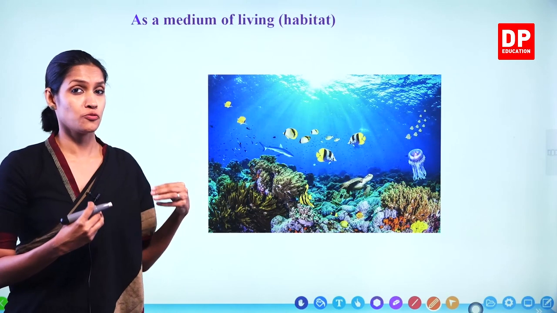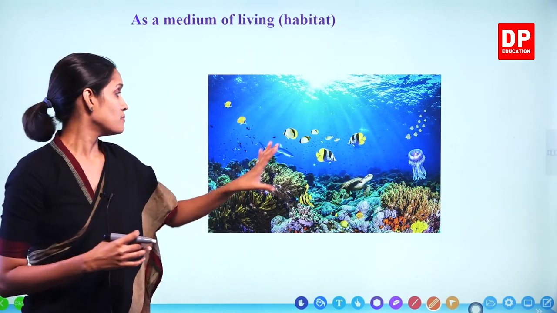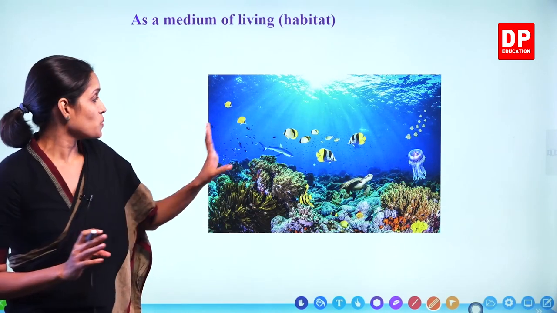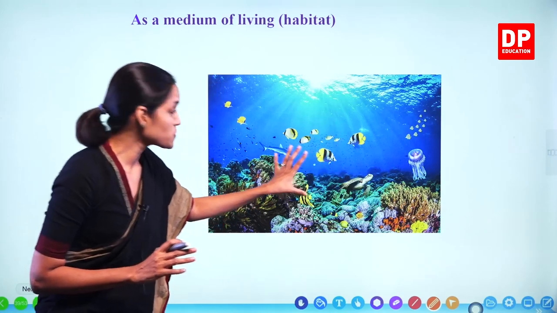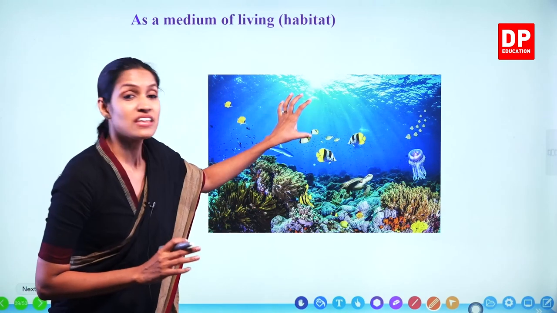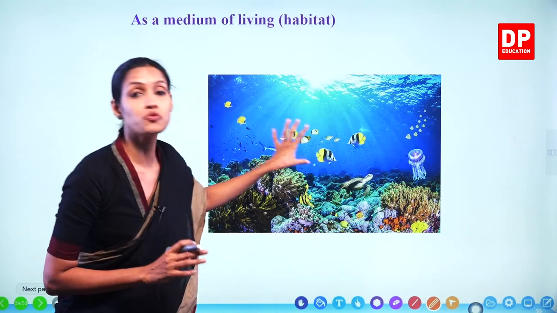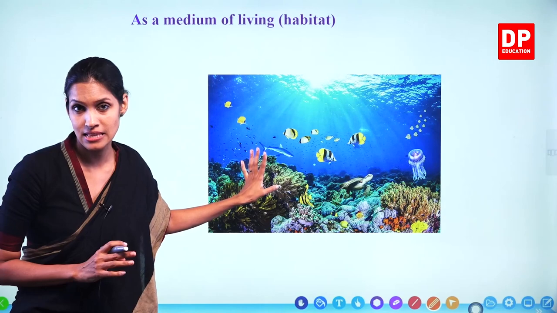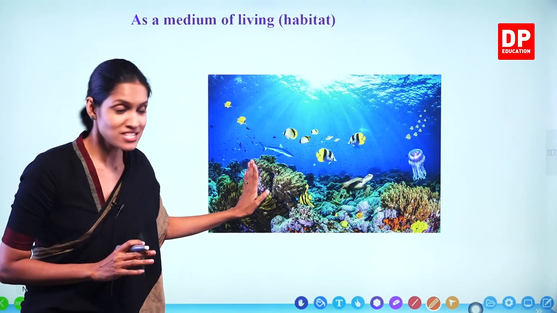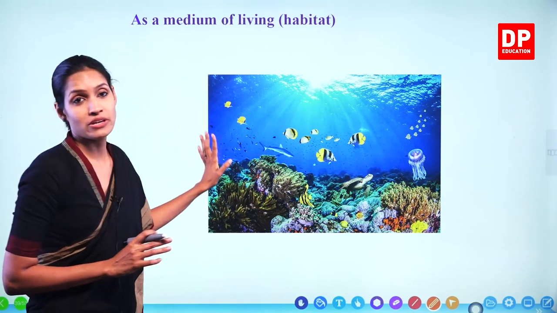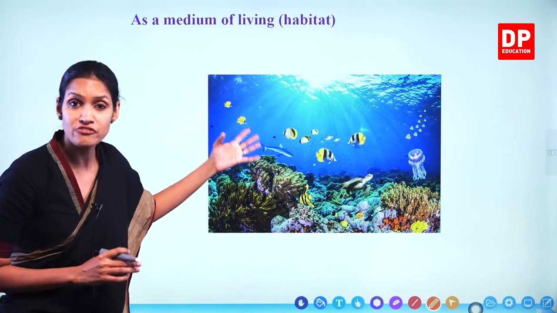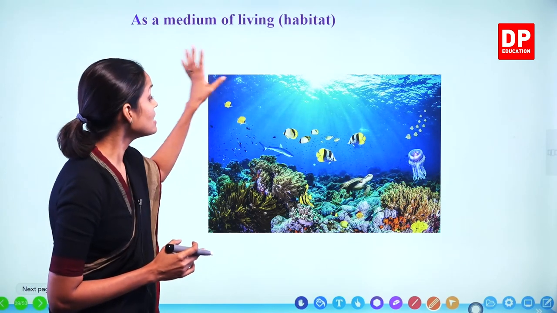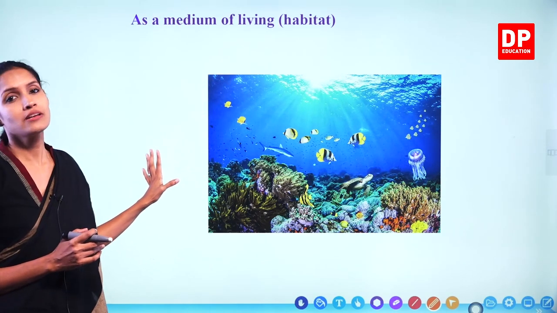Using gills. Now we breathe atmospheric air, but fish can't breathe atmospheric air. So they have to use their gills, and they take the oxygen dissolved in water. Without water, they cannot breathe. They will die. Understand, children? So as a medium of living, where do they live? In aquatic habitat. Therefore, as a medium of living, water is very important.